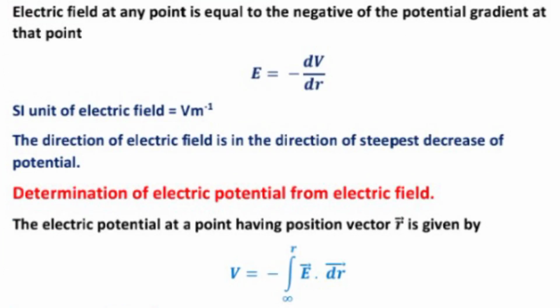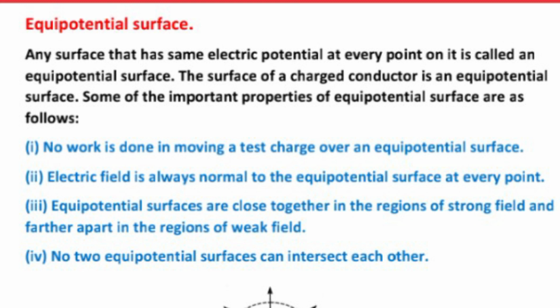Determination of electric potential from electric field: V = -∫ from infinity to r of E · dr. Now I am moving to the next topic.